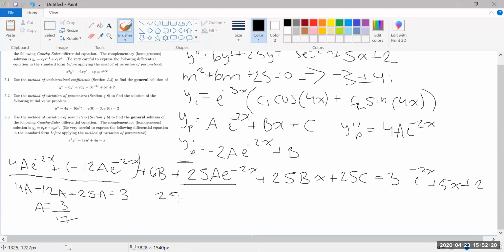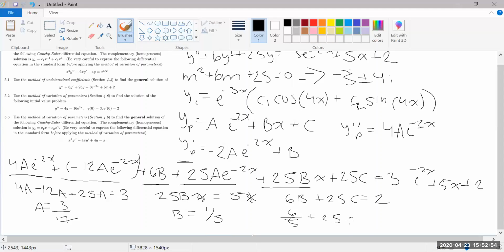Okay, so now let's do the terms with an x in them. So we have 25bx, and that's it. Okay, so you have 25bx equals 5. Well, x, I guess, but the x's go away. Okay, so you get that b equals 1/5. Okay, now we can do the constant terms, which is 6b plus 25c equals 2. So we already know b, so 6/5 plus 25c equals 2, and that leads us to c equals 4/125.